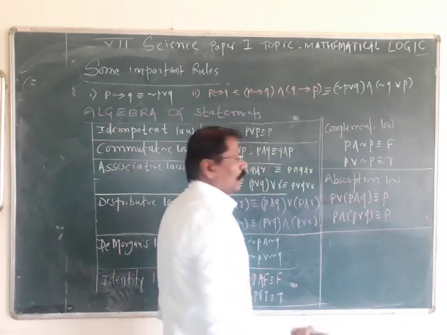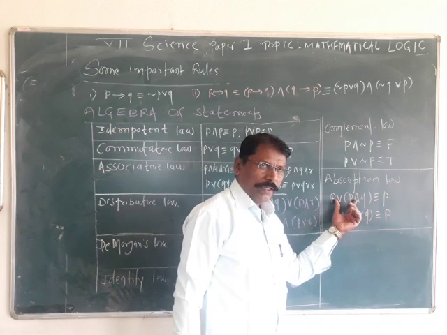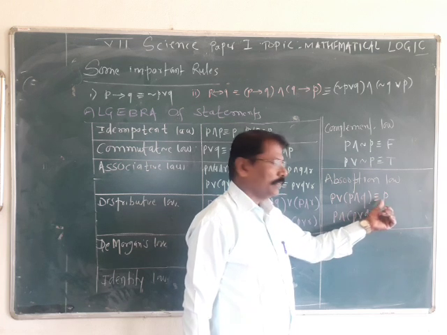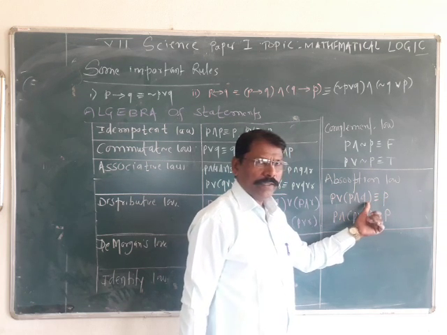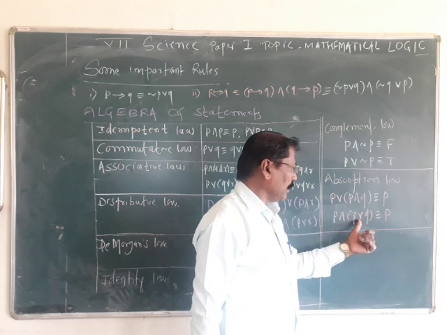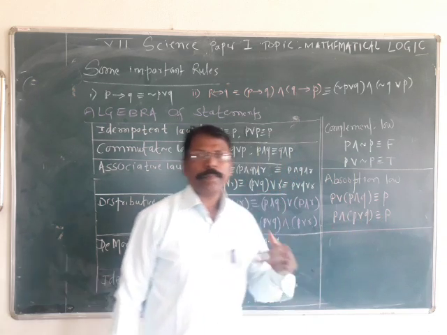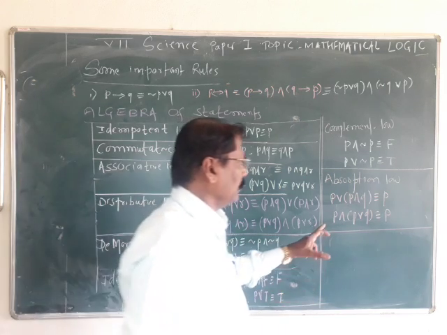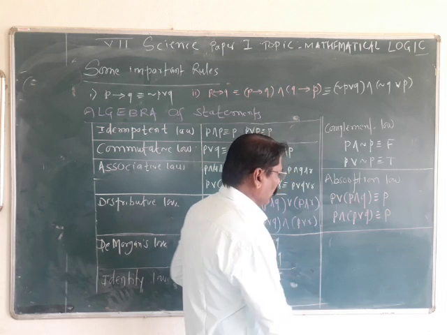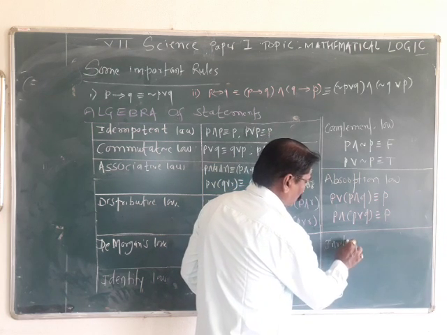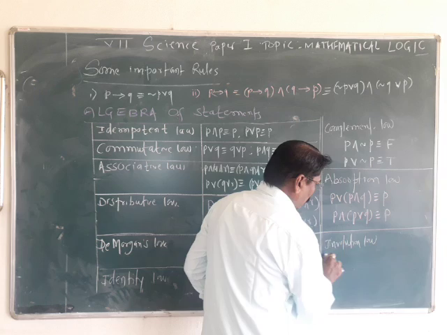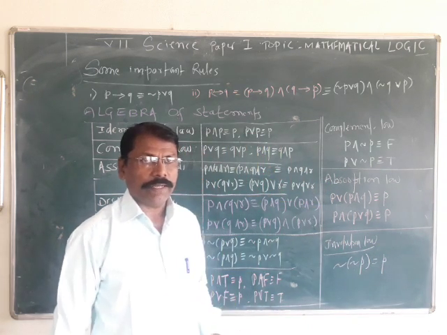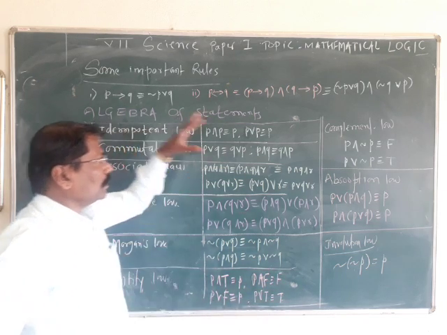Next, absorption law. Two different operations, and you know that here P is dominant, so that's why Q is absorbed. P union (P and Q) is P, and P and (P or Q) is P. Two different operations: P is repeated, Q occurs only once, so Q is absorbed. And involution law is negation of negation P is equal to P, just like in set theory, A dash of dash is A. So these are the laws.